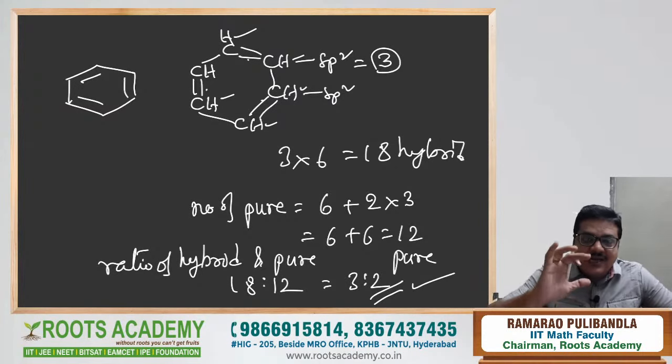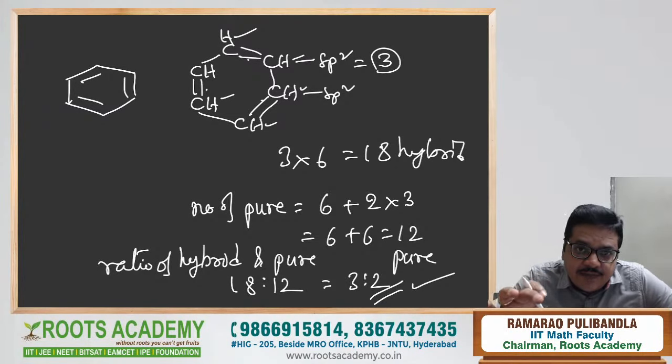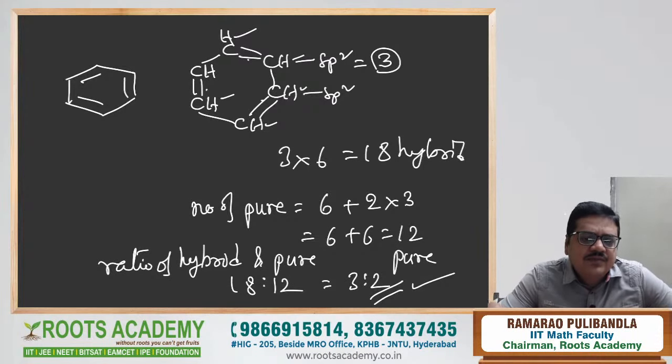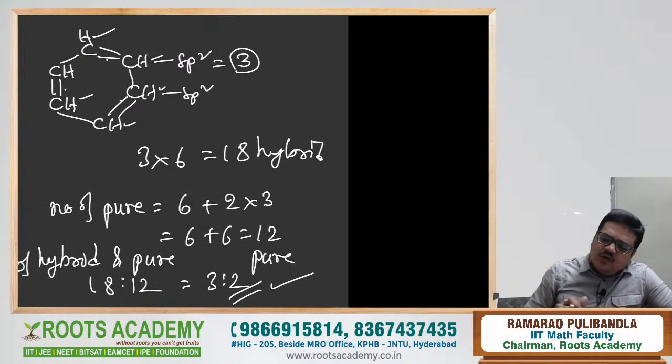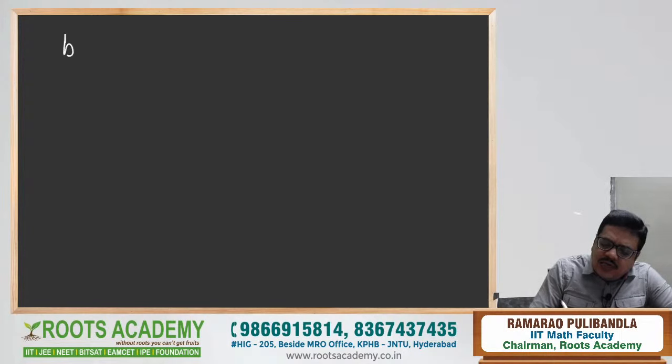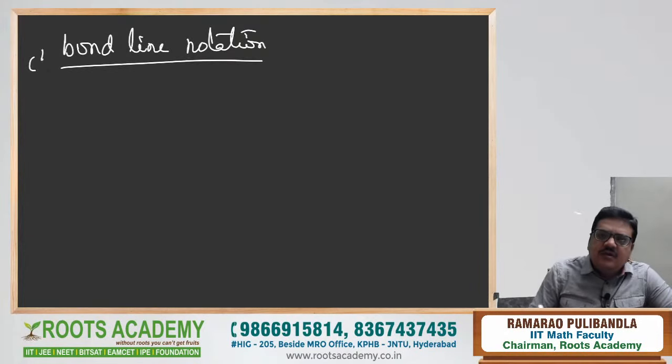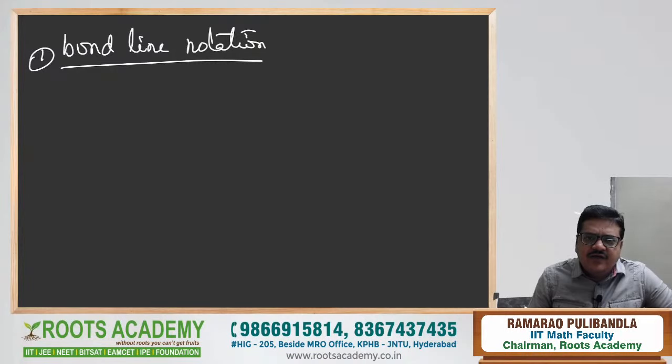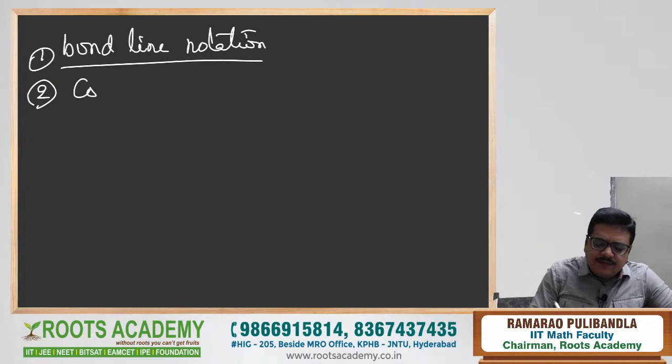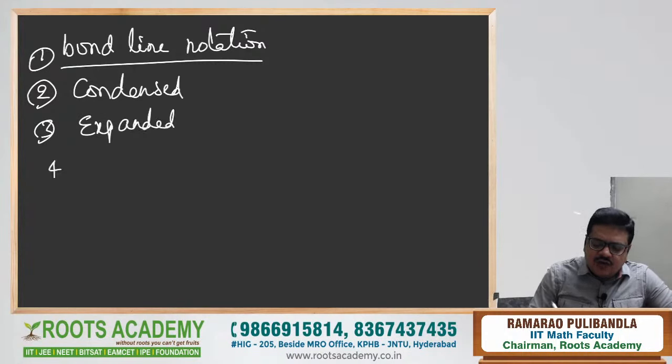This is the state of carbon in organic compounds. Understood, all of you? Now I want to discuss bond line notation, how to write organic compounds in different forms. First, bond line notation. Second, condensed form. Third, expanded form. And fourth, three-dimensional, 3D picture.